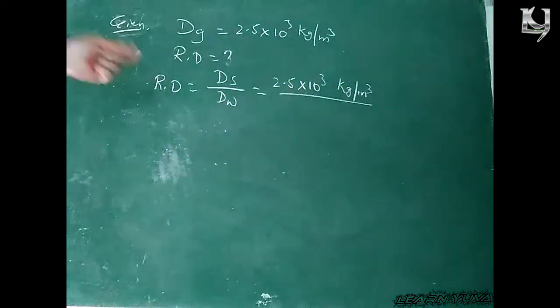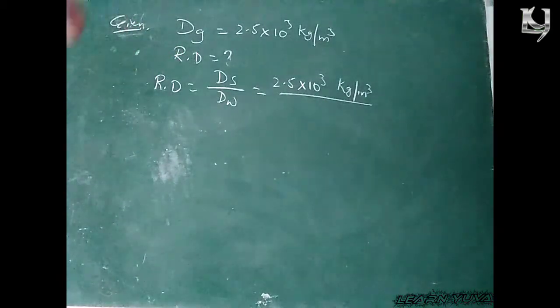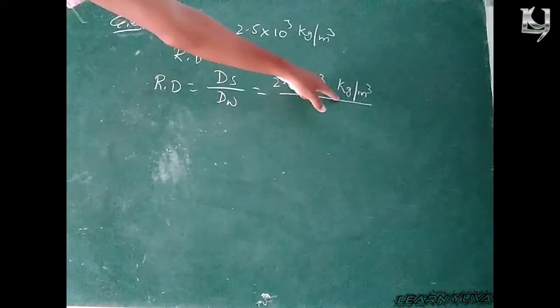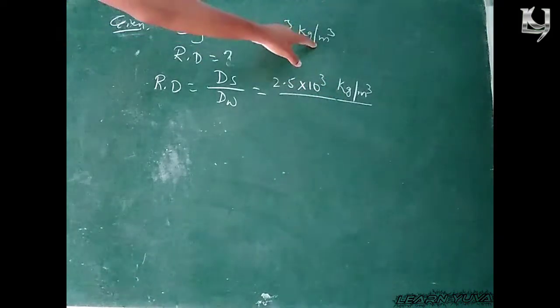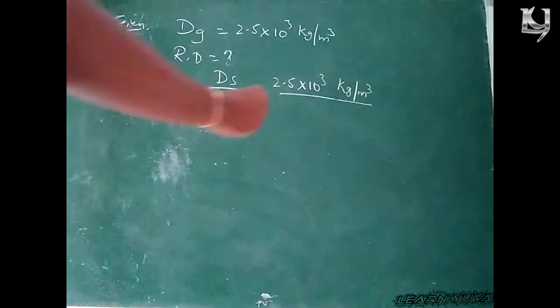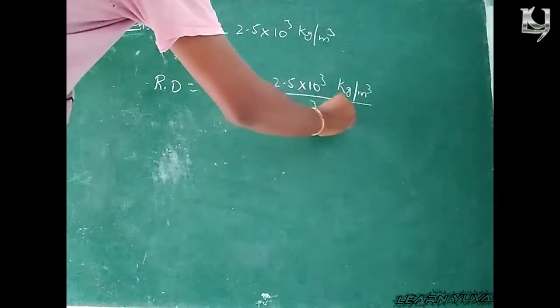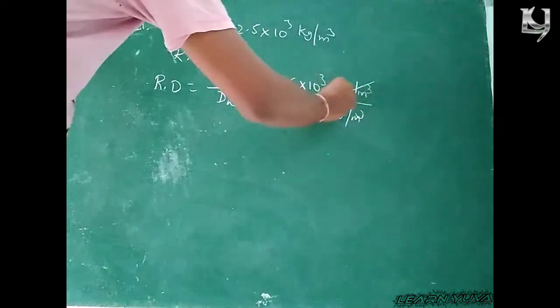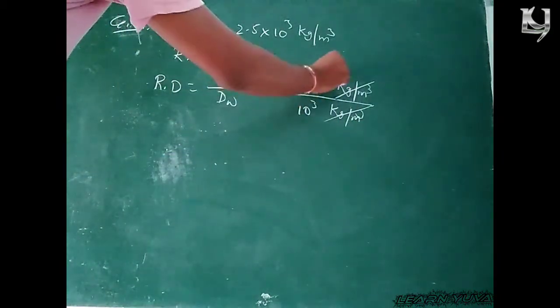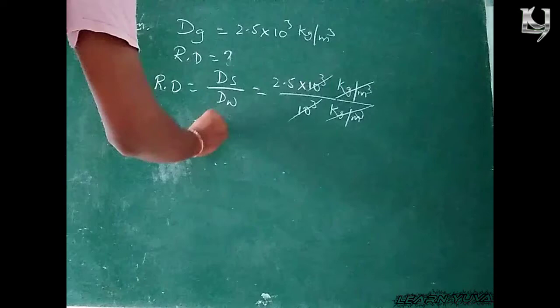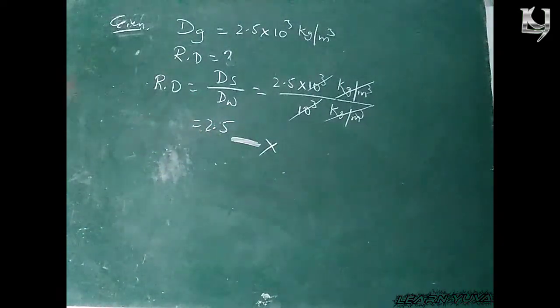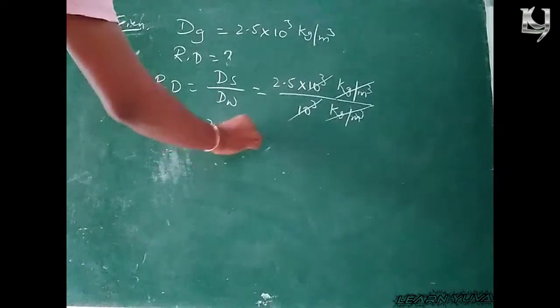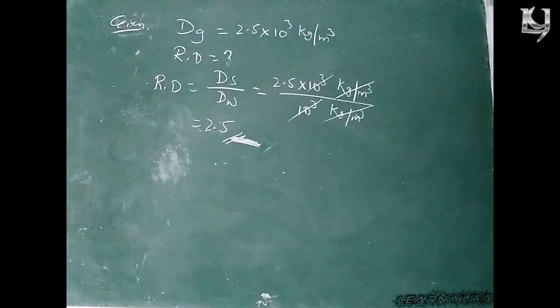And density of water, he didn't give any density of water, but we know that density of water in SI system, we have to take it in SI system because the given density of glass is in SI system. So we should take the density of water also in SI system, that is 10 power 3 kg by meter cube. So kg by meter cube gets cancelled, 10 power 3, 10 power 3 gets cancelled. So relative density is 2.5, it has no units. So the answer is 2.5. Right?